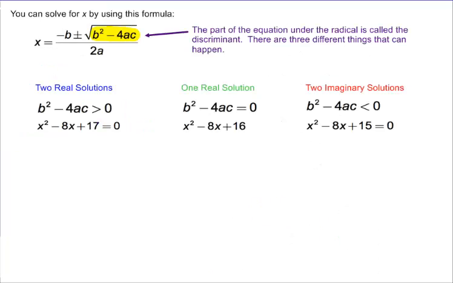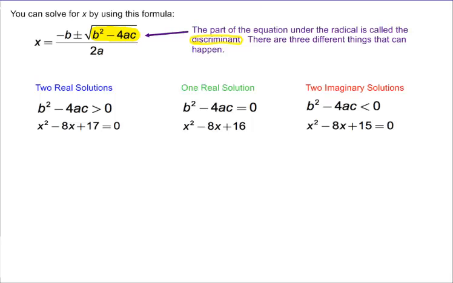Okay, now this is a little bit different. We're just going to look at the discriminant, which is the highlighted part here. It's the part of the quadratic equation under the radical, and it's called the discriminant. There are 3 things that we can learn from a problem about the discriminant. One of the things that can happen is you have 2 real solutions.